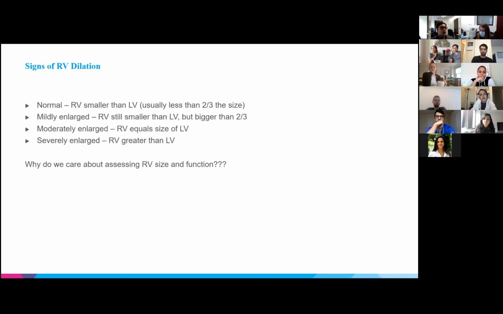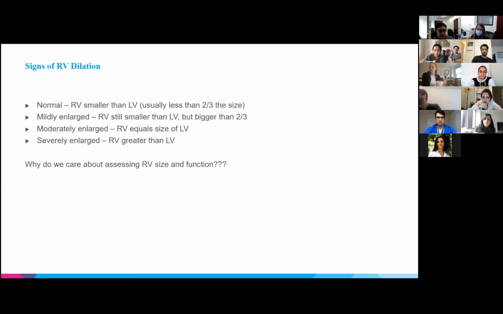In terms of generalized signs of RV dilation, similar to LV function, we denote RV size with basic, quick measurements. It's either normal, mildly enlarged, moderately enlarged, or severely enlarged. For the RV to be normal, it should be less than 2/3 the size of the left ventricle. It might be half the size, or even smaller, but it should be no more than 2/3 the size of the left ventricle.